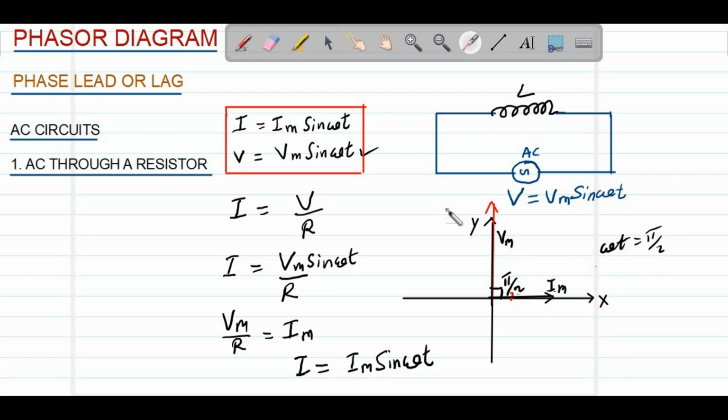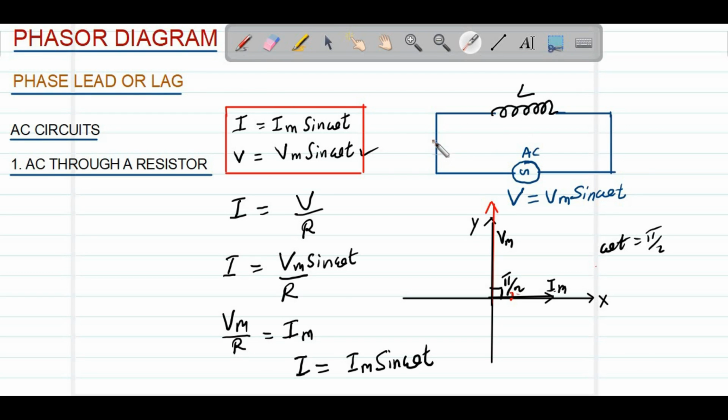So the phase of current and voltage may not be the same always in an AC circuit. If an AC circuit consists of only a resistor, then current and voltage will be in the same phase. Omega t will be the same for both. But if there is an inductor, voltage will be ahead, current will be behind by a phase of pi by 2. If there is a capacitor, current will be ahead and voltage will be lagging by a phase of pi by 2. So there can be a phase lead or lag in an AC circuit, depending on the components present in the AC circuit.